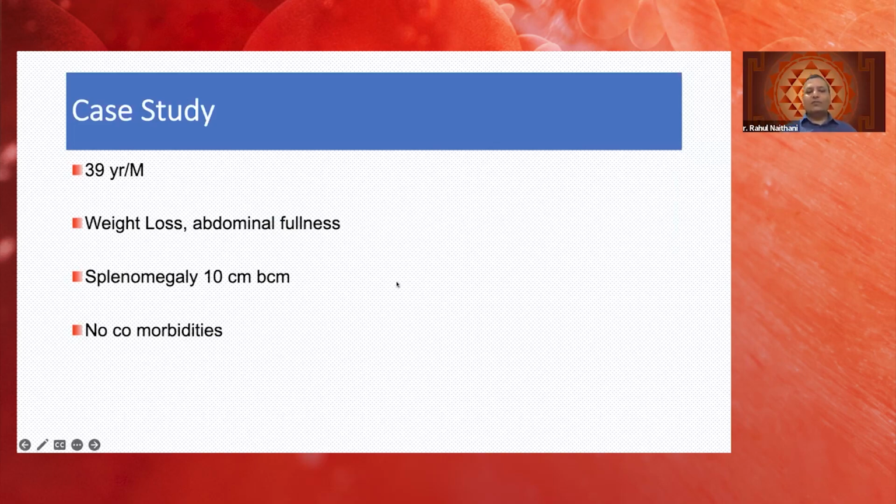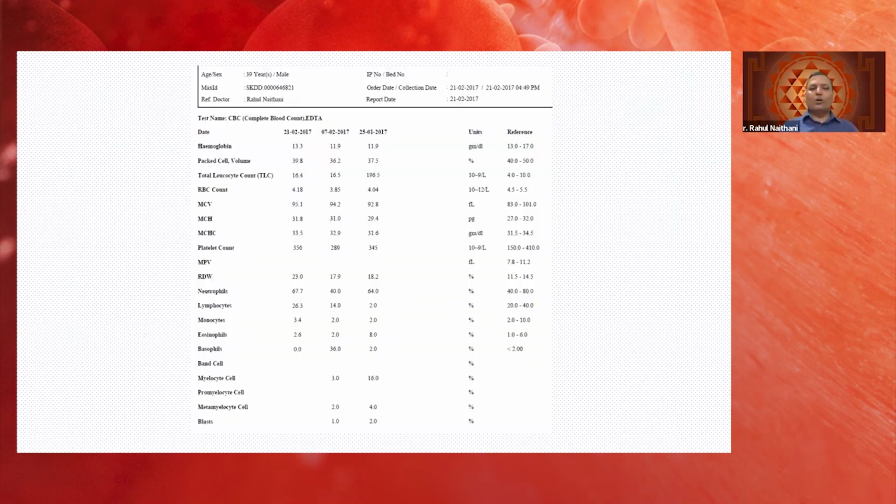The patient had a spleen which was enlarged 10 centimeter below costal margin. It's a young patient, so no comorbidities. This was the CBC, and I'll read out the original CBC. The hemoglobin was 11.9, platelets are normal 345. The TLC was 1,96,000. Now remember, the previous patient was 72 with TLC of 3,65,000. However, their predominant cells were lymphocytes. Here in this TLC, majority of cells are neutrophils, 64%.